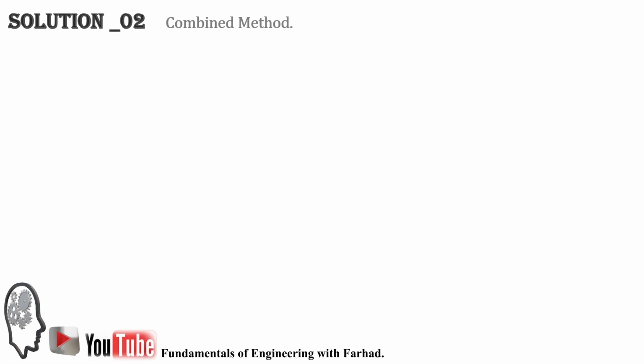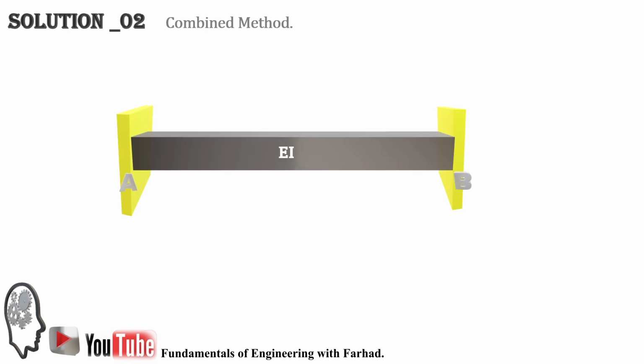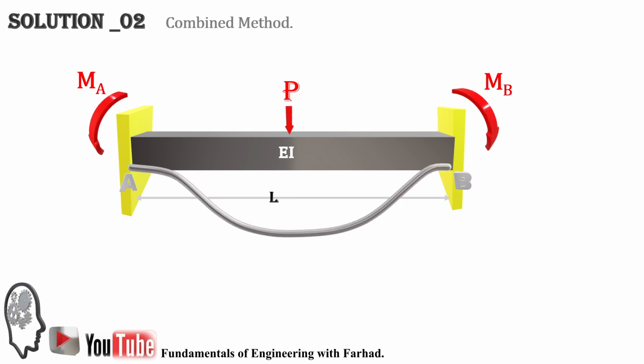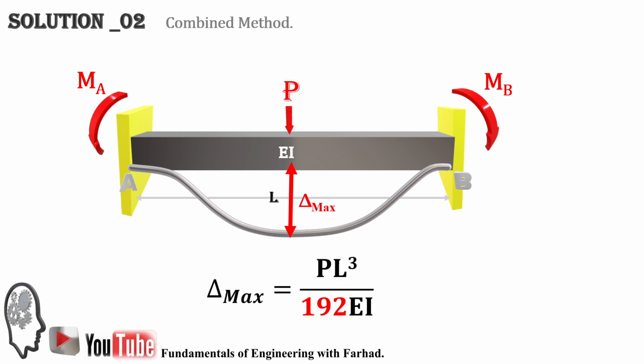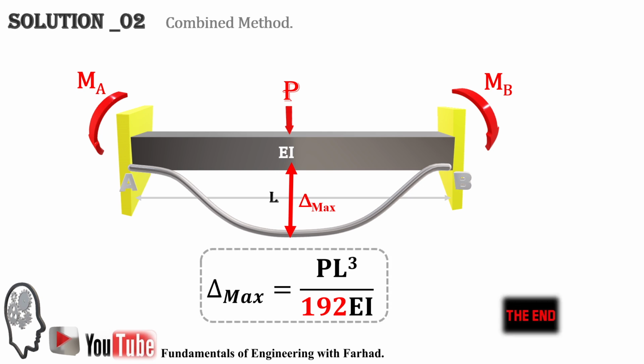If you remember, we solved it with more elaboration in the moment area method, and it's far simpler in the combined method. And if you have a fixed support and a concentrated load at its center, delta maximum is PL cubed over 192EI. Thank you. We'll solve more problems in beam in next videos.